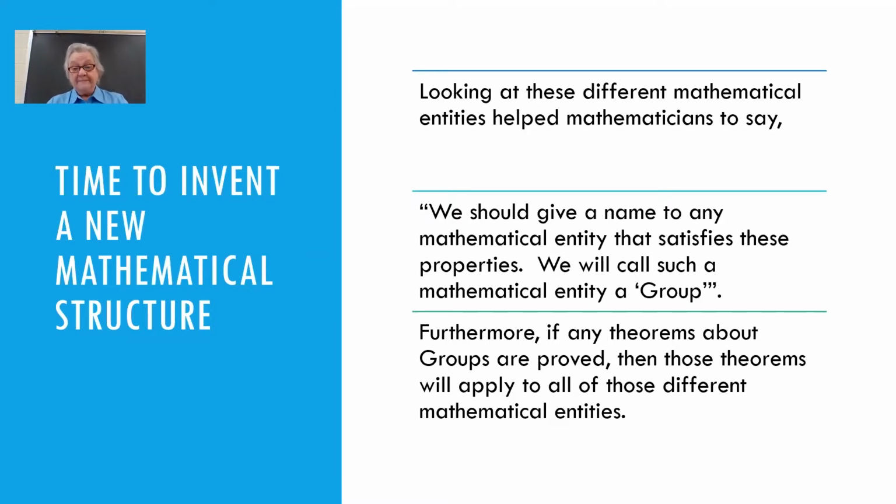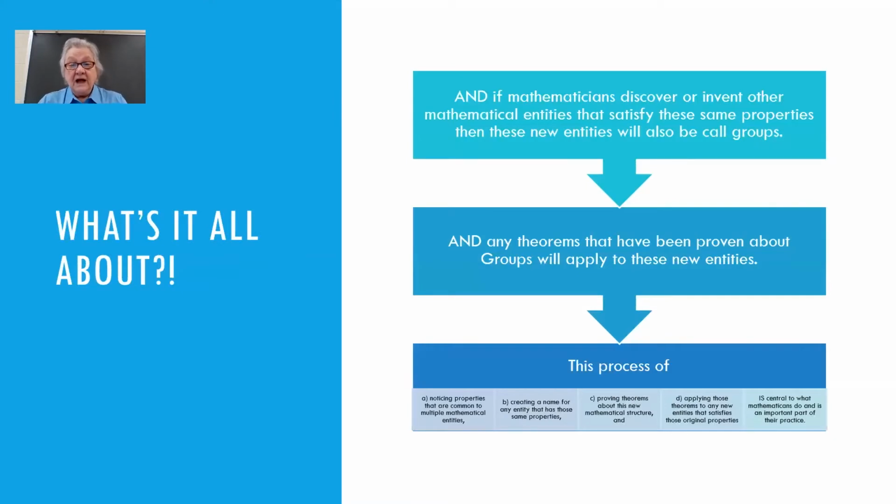And furthermore, if any theorems about groups are proved, and there are a lot of them, then those theorems would apply to all of those different mathematical entities. It applied to the real numbers, it applied to vectors, it applied to polynomials. And if mathematicians discover or invent other mathematical entities that satisfy these same properties, then these new entities will also be called groups. And any theorems that have been proven about groups will apply to these new entities.